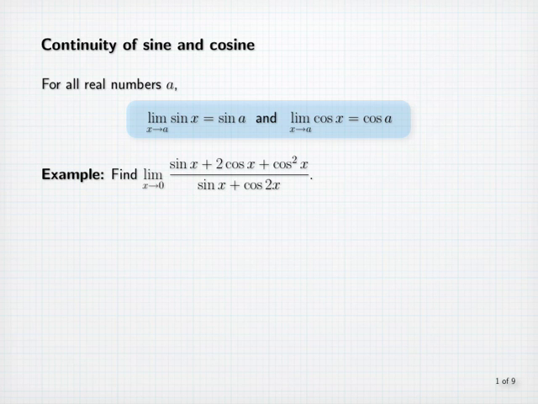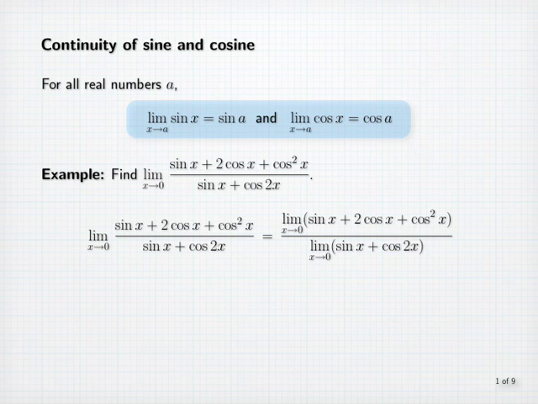Let's find the limit as x approaches 0 of sine x plus 2 cosine x plus cosine squared x, divided by sine x plus cosine 2x. First thing we should do here is look at the denominator and think about what its limit is as x approaches 0. As x approaches 0, sine x plus cosine 2x will simply approach sine of 0 plus cosine of 0, which is 0 plus 1 equals 1. So the denominator does not approach 0 here.